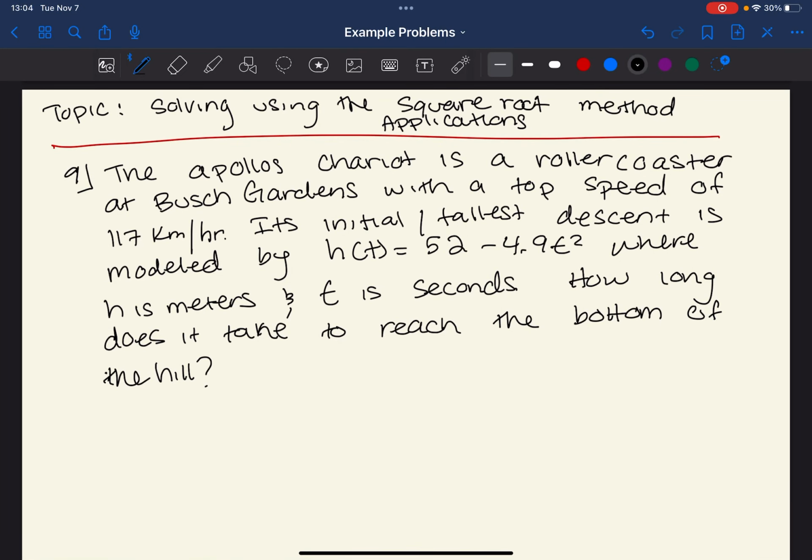For this example, we're exploring the topic solving using the square root method, but we're going to focus on the applications. So we're just going to do one application here for the example.